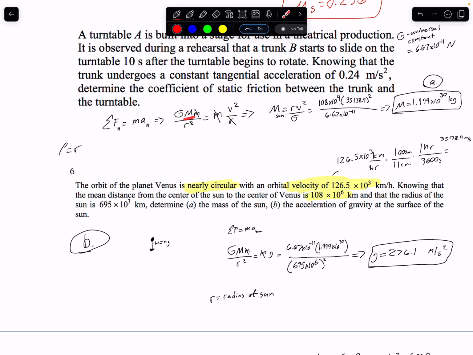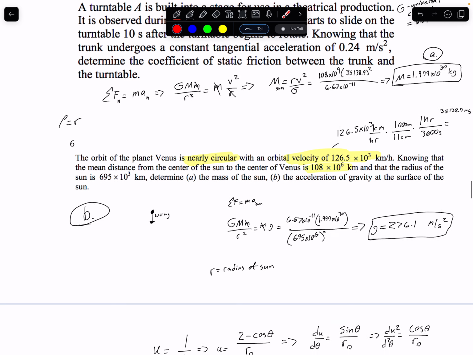We do not have the mass of the sun. We do have the gravitational constant, and we have the radius. So we get the mass of the sun to be 1.999 by 10 to the 30th kilograms. We did have to do a bit of conversions there as well.